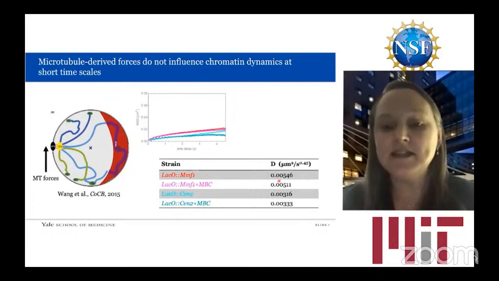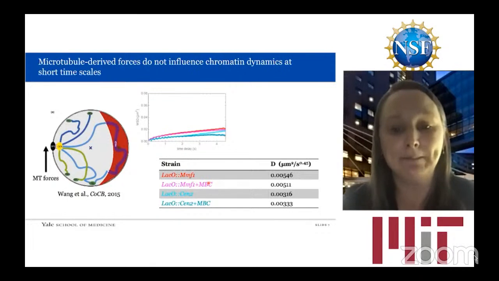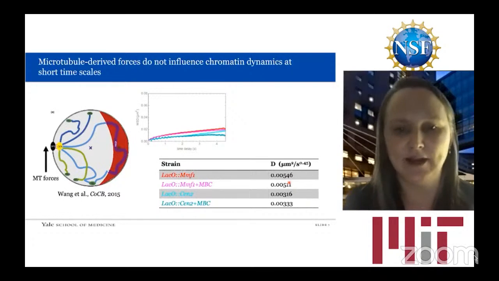And so you can see that when we disrupt these microtubule forces, which we do by the addition of this drug MBC, then there is only a very small effect on the motion that we observe, particularly on these short second time scales. And so that's reflected by a very small decrease in the diffusivity on this time scale.